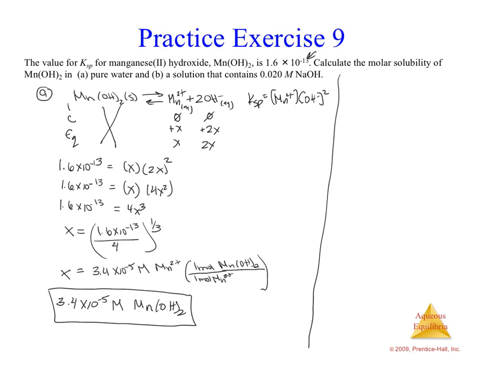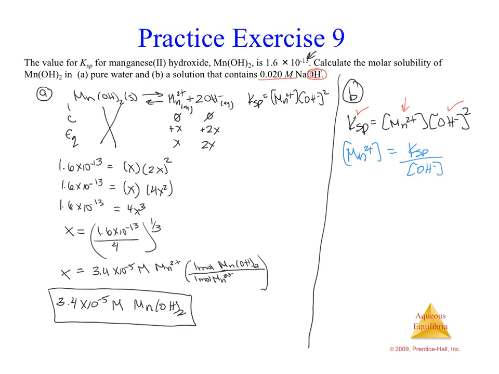Let's go ahead and look at part B, if it's in NaOH. I know my KSP value and my expression, because we wrote the reaction down in A: Mn 2+ times OH minus squared. In part B, I know my molarity of hydroxide is 0.02. So then we can just solve for the manganese. We do not need to use an ICE table for this problem. Rearranging, Mn2+ equals KSP divided by OH minus squared.